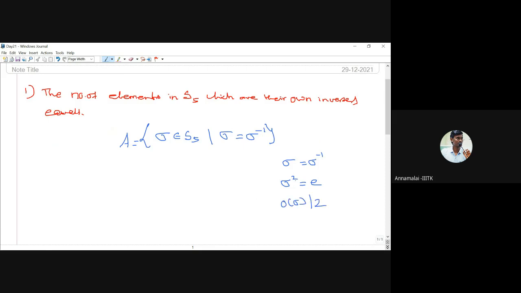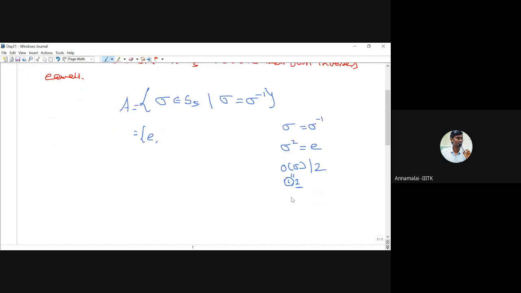We don't know whether 2 is the smallest number or not, but sigma square equal to identity means the order of sigma divides 2, and the divisors of 2 are either 1 or 2. So the only possibilities are: order 1, which is the identity permutation, so this set contains the identity permutation, and then order 2 elements. What is the order of a permutation? We write the permutation as a product of disjoint cycles and then take the LCM of the lengths. That is the order of the permutation.